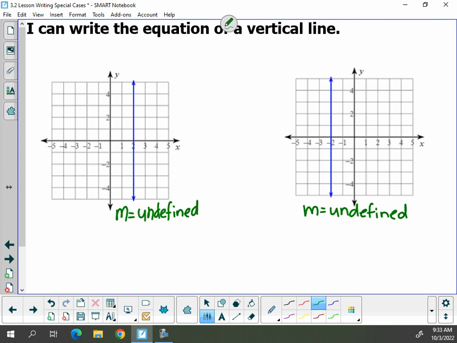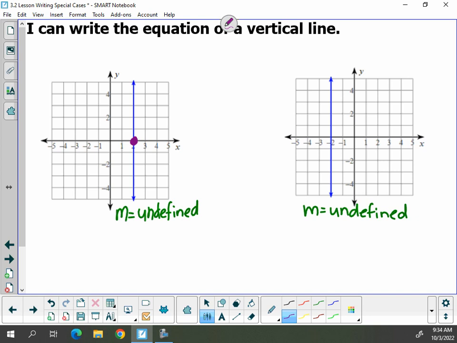What I can't do, unless I'm Spider-Man or I have some very special equipment, is walk straight up a wall. And so that is sort of our undefined slope. Going straight up and down is not something that I can do unless I have some special powers or special equipment. And so these don't cross the y-axis. In fact, they cross the x-axis. They have an x-intercept, no y-intercept here.